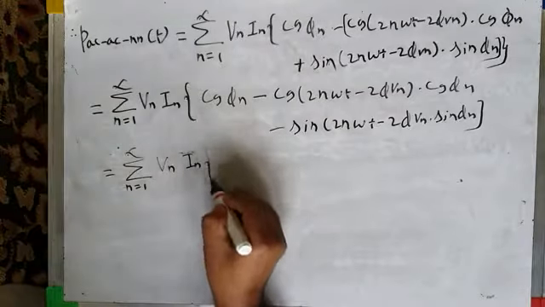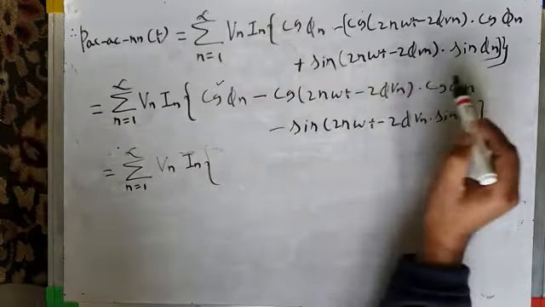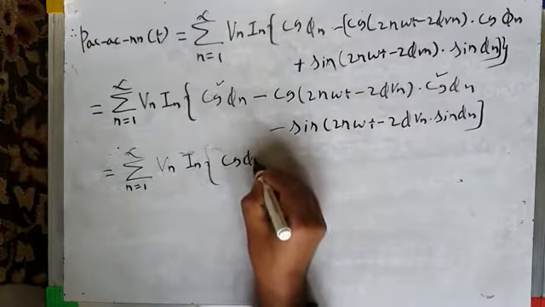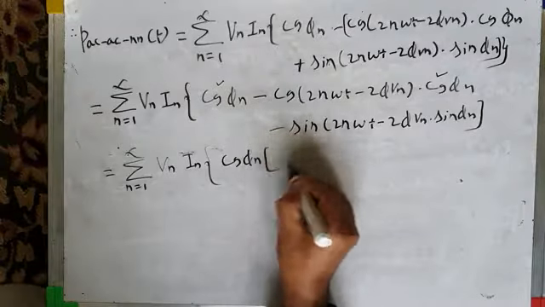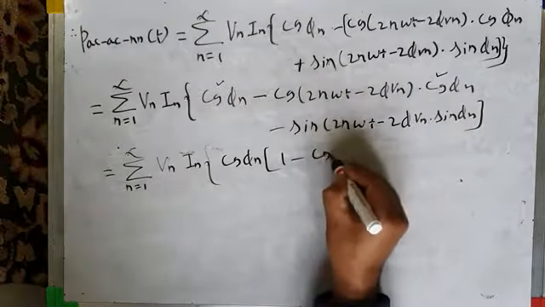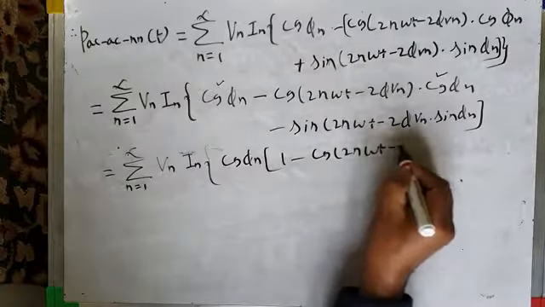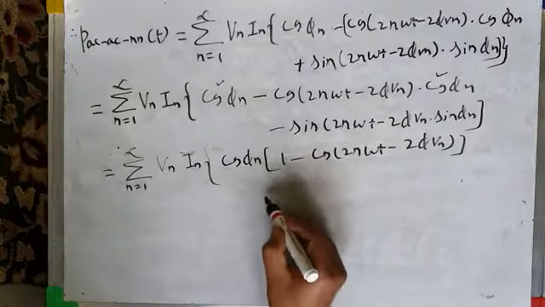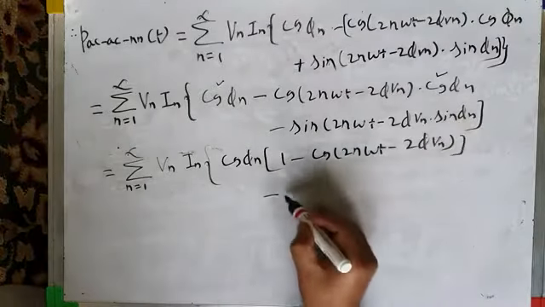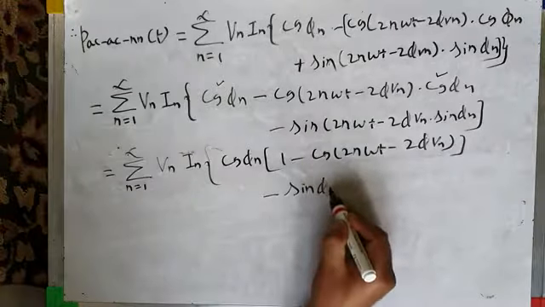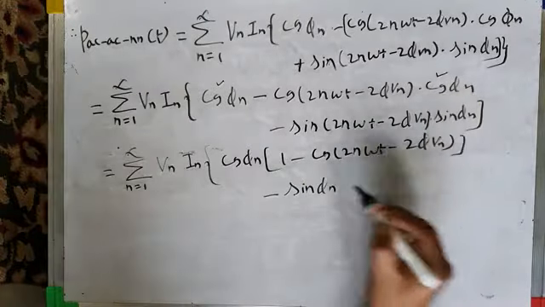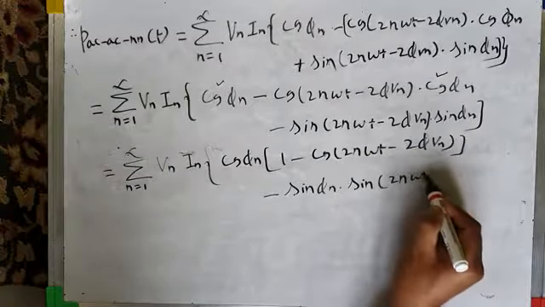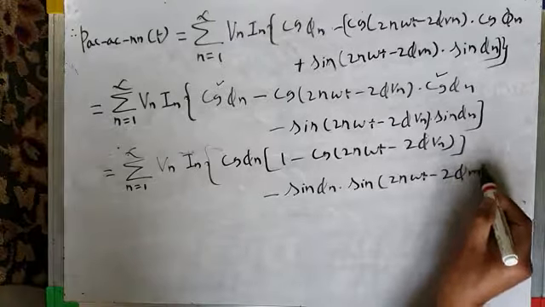So what I will do inside? See, I have a cos phi n term here. I have a cos phi n term here. I will take it common. So I get cos phi n. If I take it common, what I get inside? 1 minus this term, cos of 2n omega t minus 2 phi Vn. Right? And after that is my second term minus, let me write sin phi n first, sin phi n into sine of 2n omega t minus 2 phi Vn.